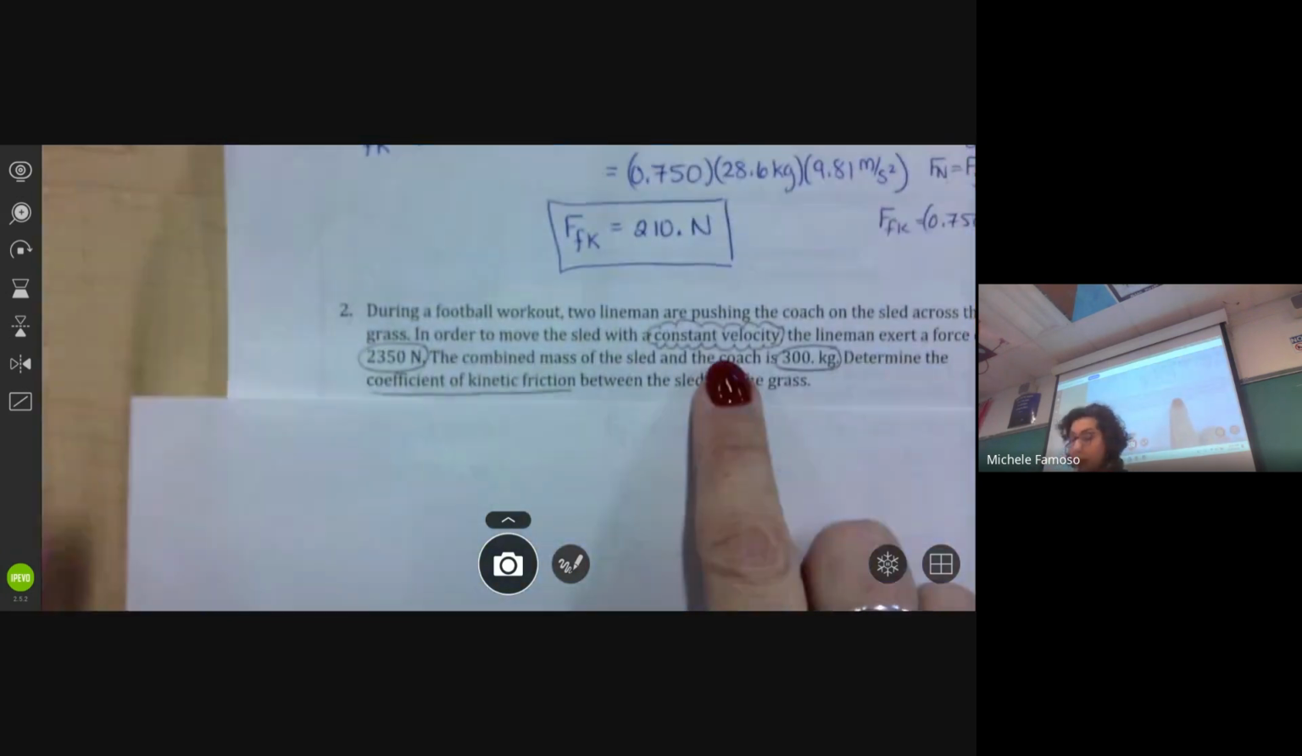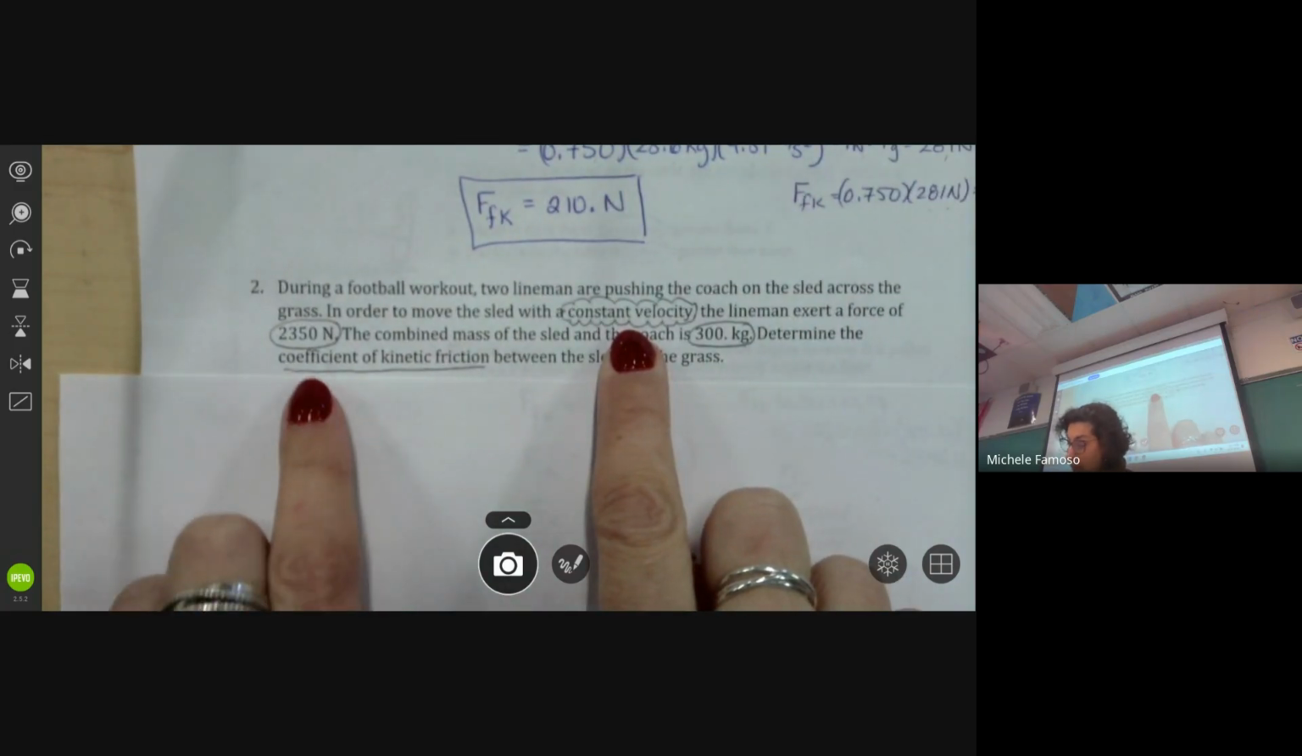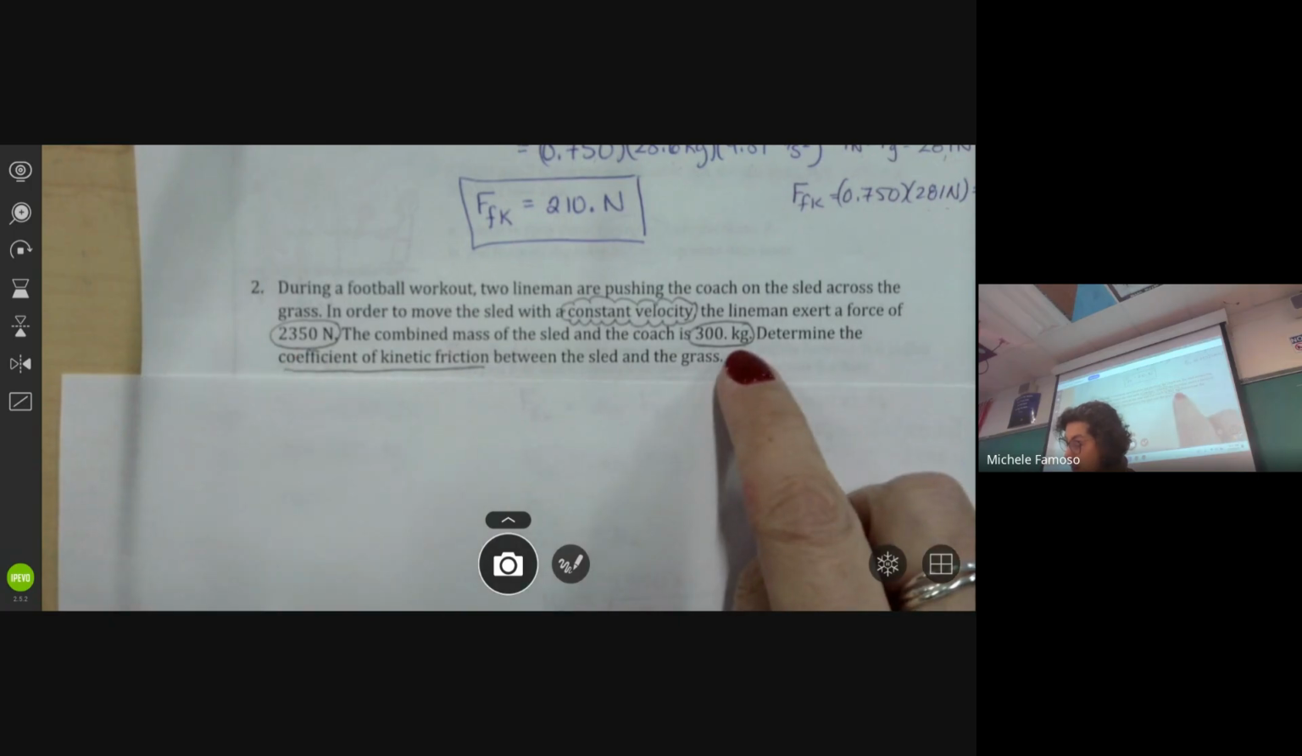Yeah? Number 2. Okay, so let's take a look at what it says. It says that we have a constant velocity, so that means forces are going to balance. And it tells us that the force that's being exerted, that's our applied force, is 2,350 newtons. We have a mass being given to us. I want you to find the coefficient of kinetic friction. The first thing I'm going to do is start by making a free body diagram, so that way I can see what's balancing what.